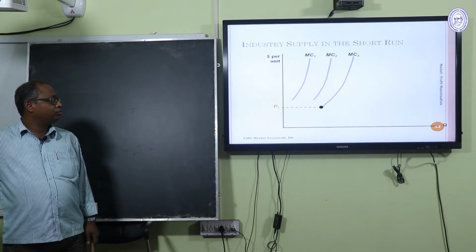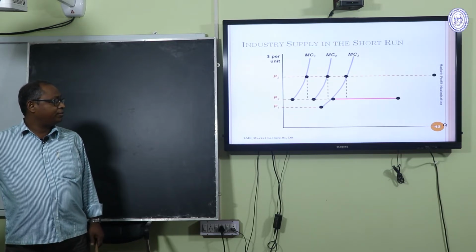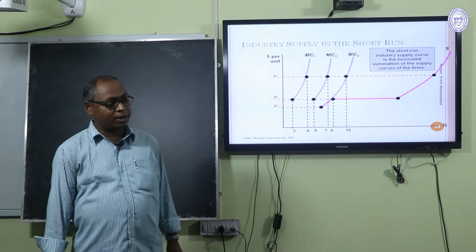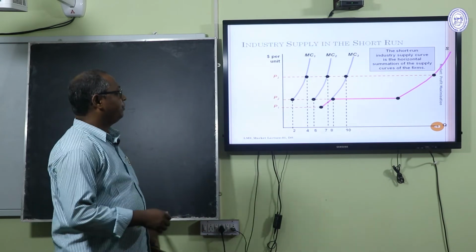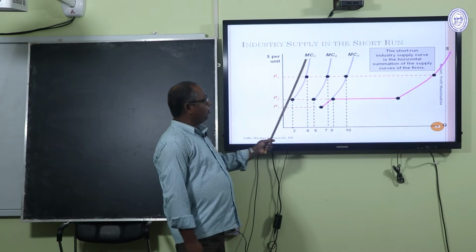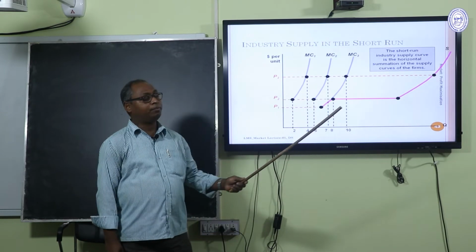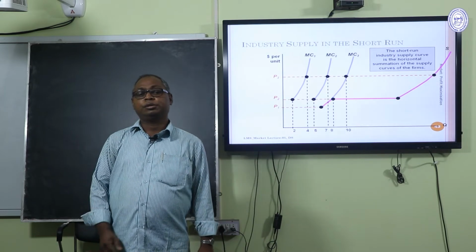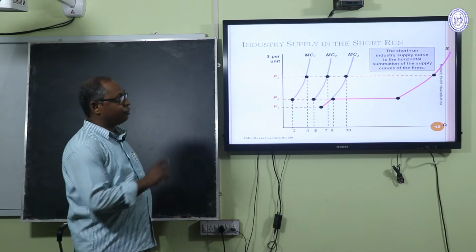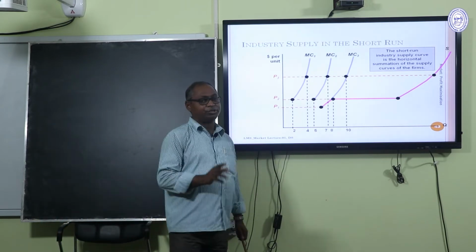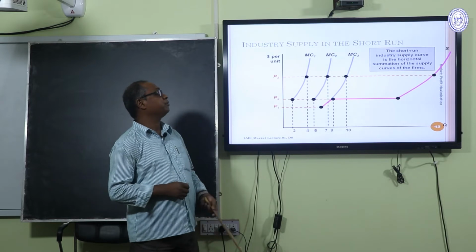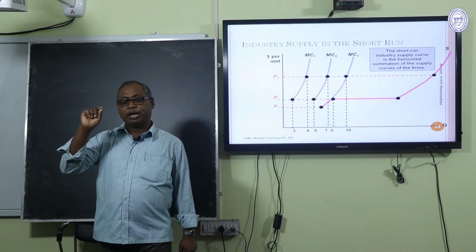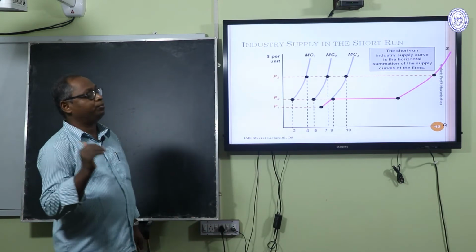Now, what do we want to do? We can derive the market supply curve from the firm supply curve. Here we have taken only three short-term firms, and MC1, MC2, MC3 are the parts of the MC curve for firm 1, firm 2 and firm 3 respectively in the perfectly competitive market, and those are the supply curves, the increasing part of MC above the minimum point of AVC.